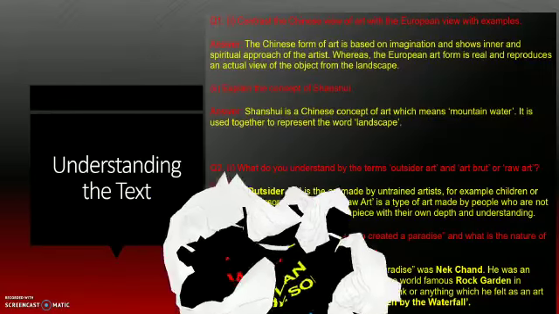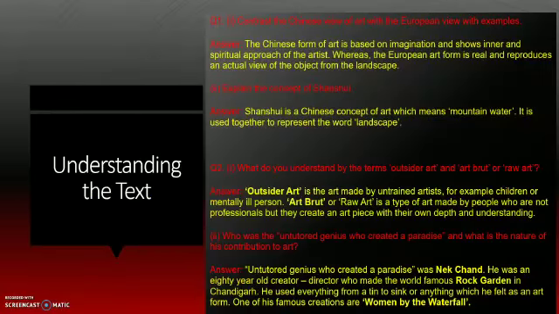So the first one is understanding the text. In this section, we have two questions. Let's look at them. Question 1. Contrast the Chinese view of art with the European view with examples. Now what we have to do is say the difference between the Chinese and the European view of art, along with examples. So now let's see.